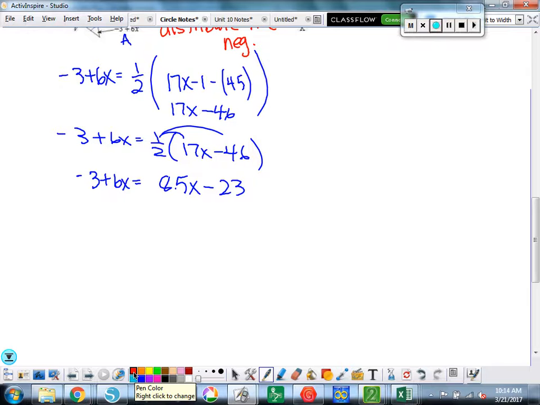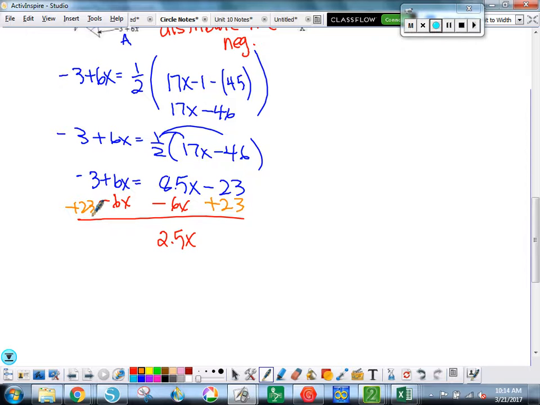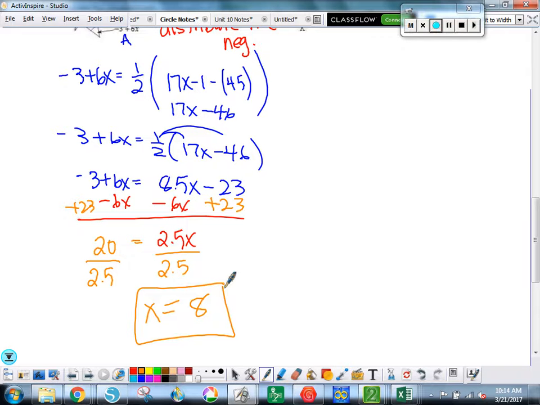So let's subtract the 6x. You get 2.5x. Add the 23. You get 20. And now what? So x equals what? 8. So it's the same rules, a lot harder to solve because you've got a lot more algebra in the middle.